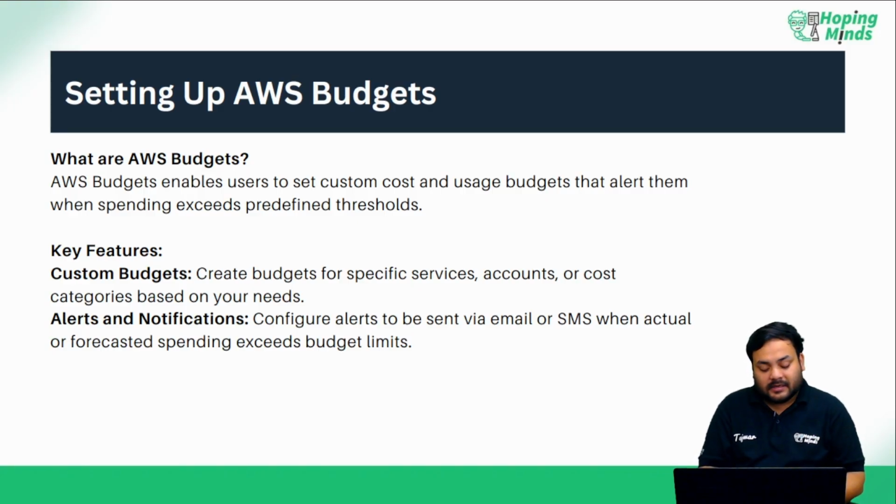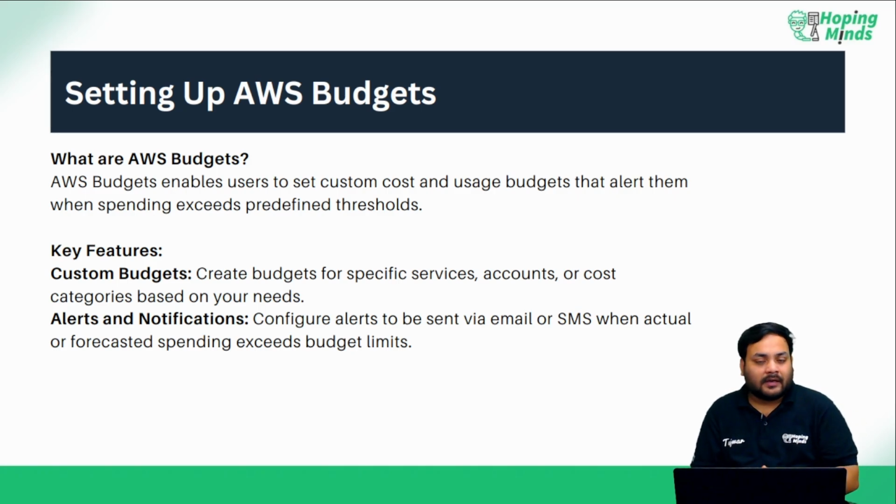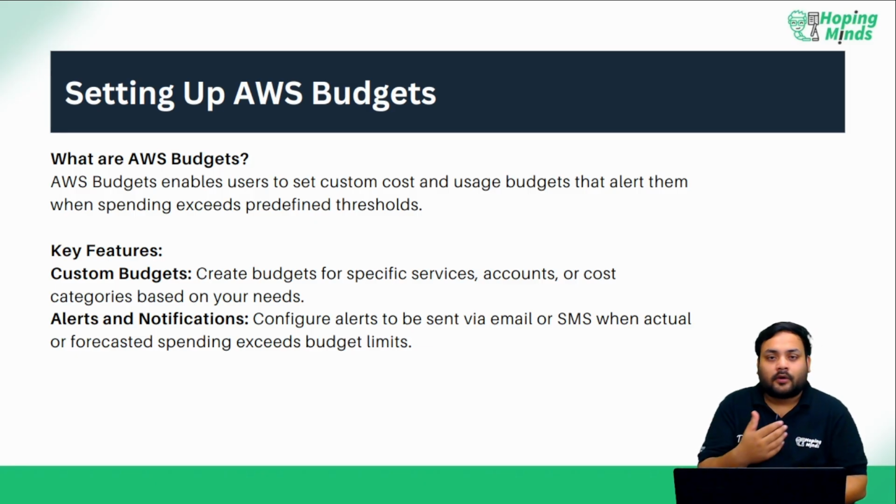Let's suppose you are using S3, and for this S3 you create a budget. When the limit which you have set is exceeded, you will get the alert on your mail or on your mobile phone. We have already understood the notification services as well, so with those services you will get the notification and the alert. I hope you have understood AWS Budgets.